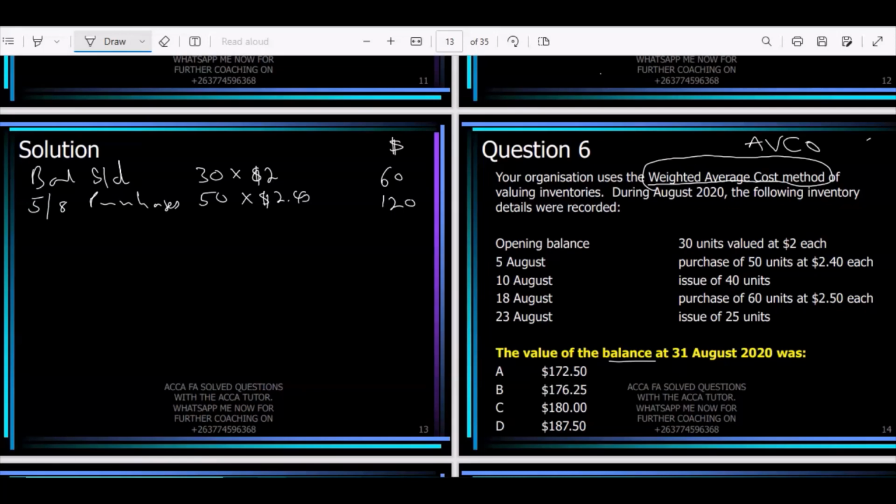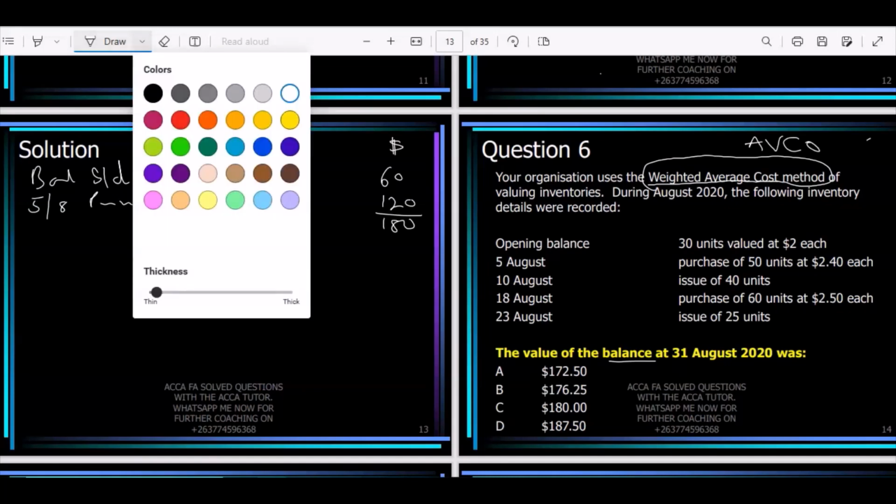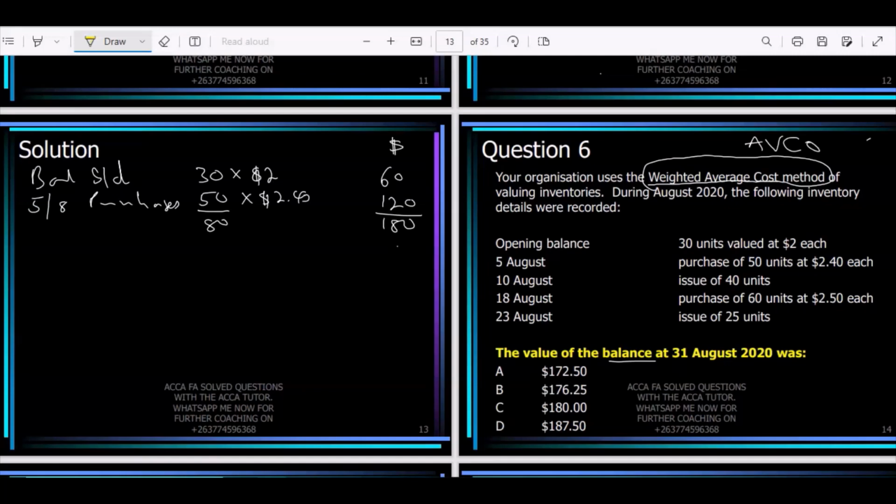And then we have to determine the average cost so far. 30 plus 50, that's 80 units. We now have 80 units in stock, which are costing a total of 60 plus 120, that is 180. So the average cost per unit should be 180 divided by 80, which gives us $2.25. So each unit is costing $2.25.